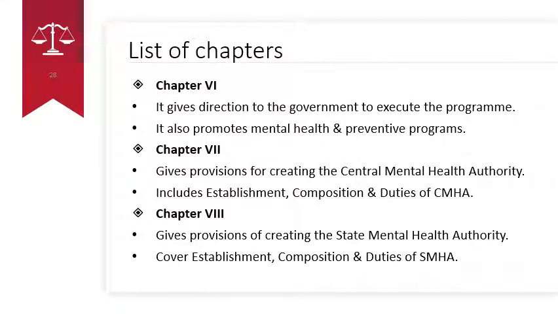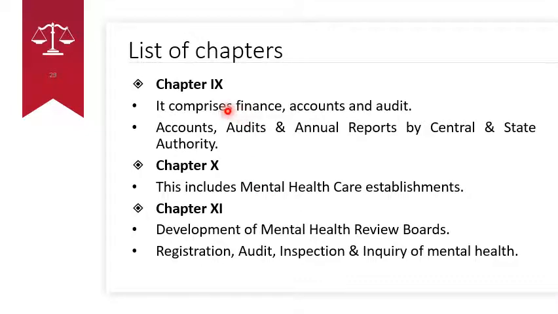Chapter 6 gives direction to the government to execute the mental health care program. Then it also promotes mental health and preventive programs. Chapter 7 gives provisions for creating the Central Mental Health Authority, including the establishment, composition, and duties of the Central Mental Health Authority. Chapter 8 gives provisions for creating the State Mental Health Authority, and it also covers the establishment, composition, and duties of the State Mental Health Authority. Chapter 9 comprises finance, accounts, and audit, and annual reports by the Central and State Mental Health Authority.